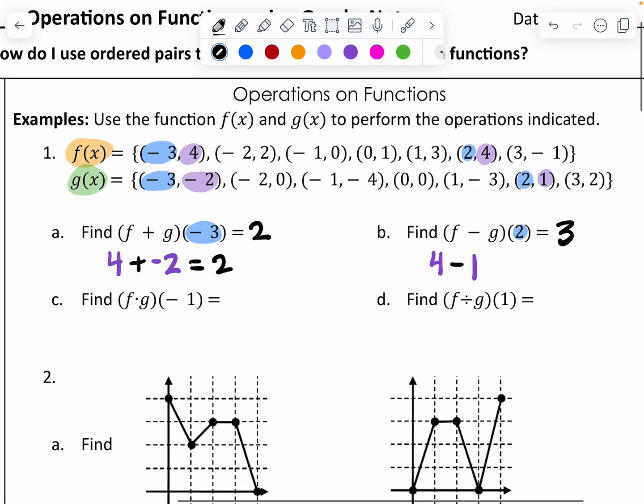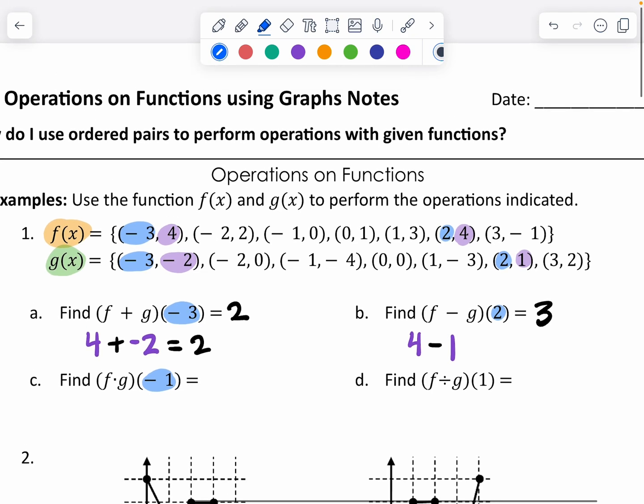C, find f times g of -1. So we're multiplying the output. So let's find the input of -1 in f of x. That's here. The output is 0. And when the input is -1 in g of x, the output is -4. So when I multiply those two outputs, I get 0.